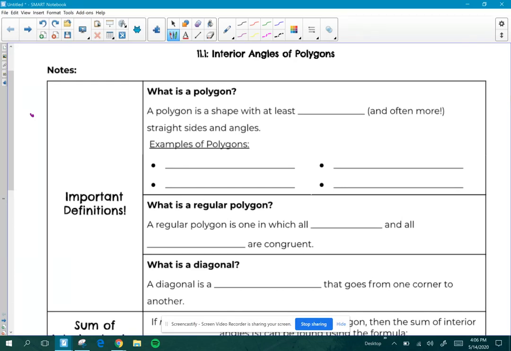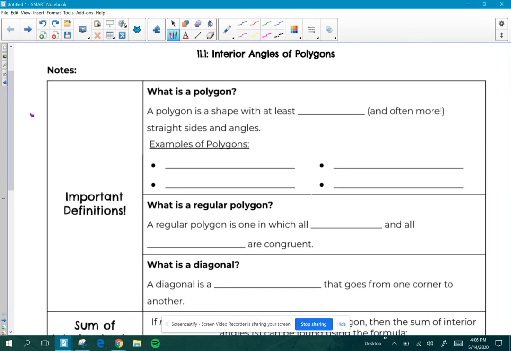We are back hitting geometry full force and with a new chapter. This is actually our last chapter ever for all of geometry. It's crazy how fast time went by. But this chapter we're going to be talking about all the shapes that we haven't talked about yet in geometry.